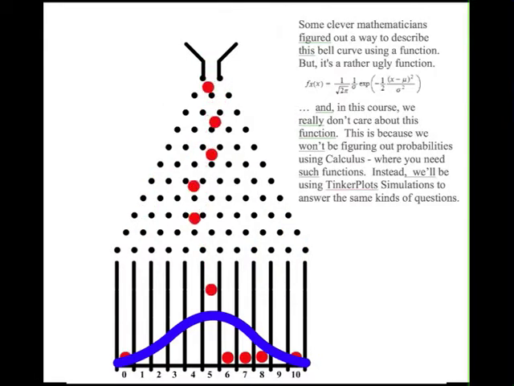Some clever mathematicians figured out a way to describe this bell curve using a function. But it's a rather ugly function, as you can see here, or perhaps you think it's a lovely function if you're the kind of person who gets excited about such things. But in this course, we really don't care about this function. This is because we won't be figuring out probabilities using calculus, where you need such functions. Instead, we'll be using TinkerPlots simulations to answer the same kinds of questions.